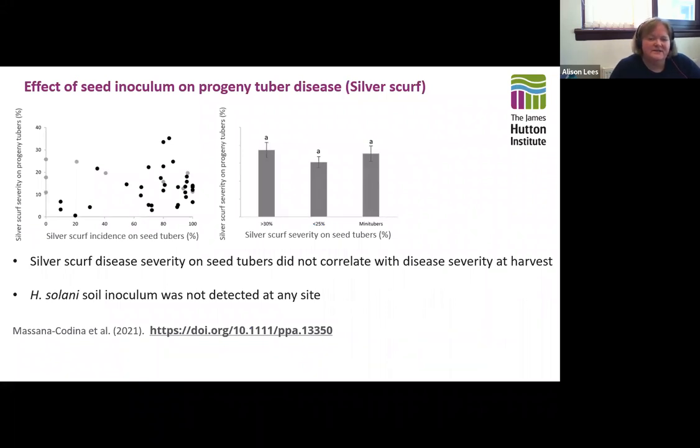So in similar and more recent work on silver scurf, Massana Cadena et al. found that silver scurf disease incidence here and severity here did not correlate with disease severity on the progeny tubers at harvest, although in this case it was the main source of inoculum. Soil inoculum was not detected in their trials or in any of our earlier work, and it's known that survival of Helminthosporium solani in soil is relatively short-lived, especially compared with black dot, and can be controlled therefore by good rotations.